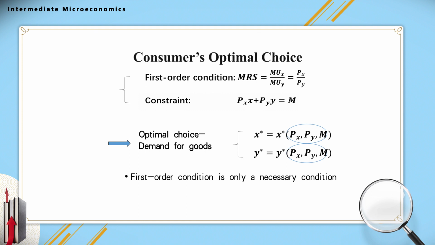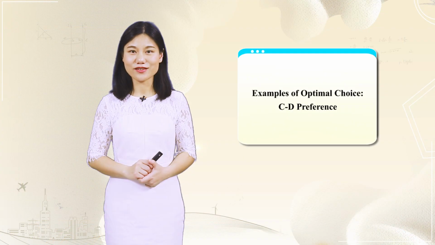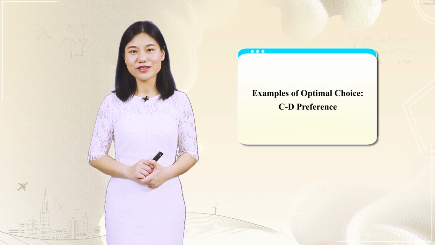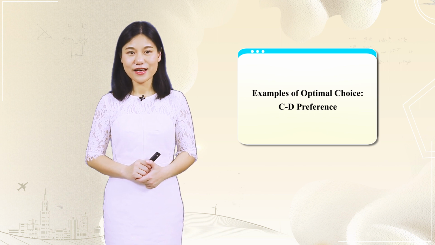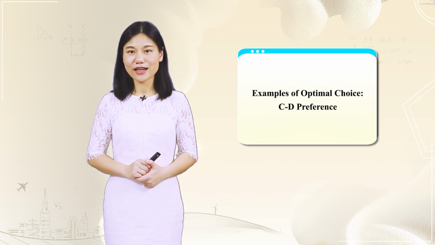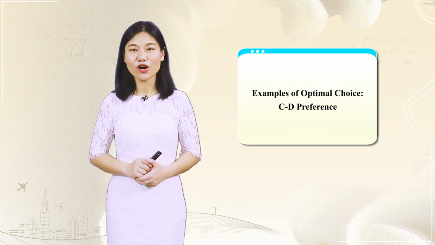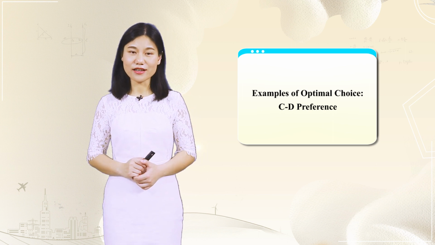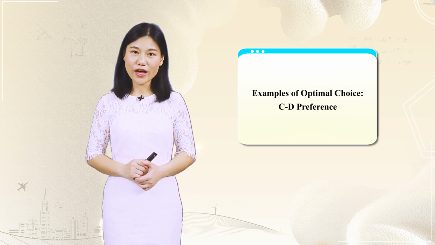When the prices and the income change, the optimal choice will also change. The function of optimal consumption related to prices and income is called the consumer's demand function. Different preferences lead to different demand functions. Let's take Cobb-Douglas preference as an example to see the demand of a consumer with a well-behaved preference.